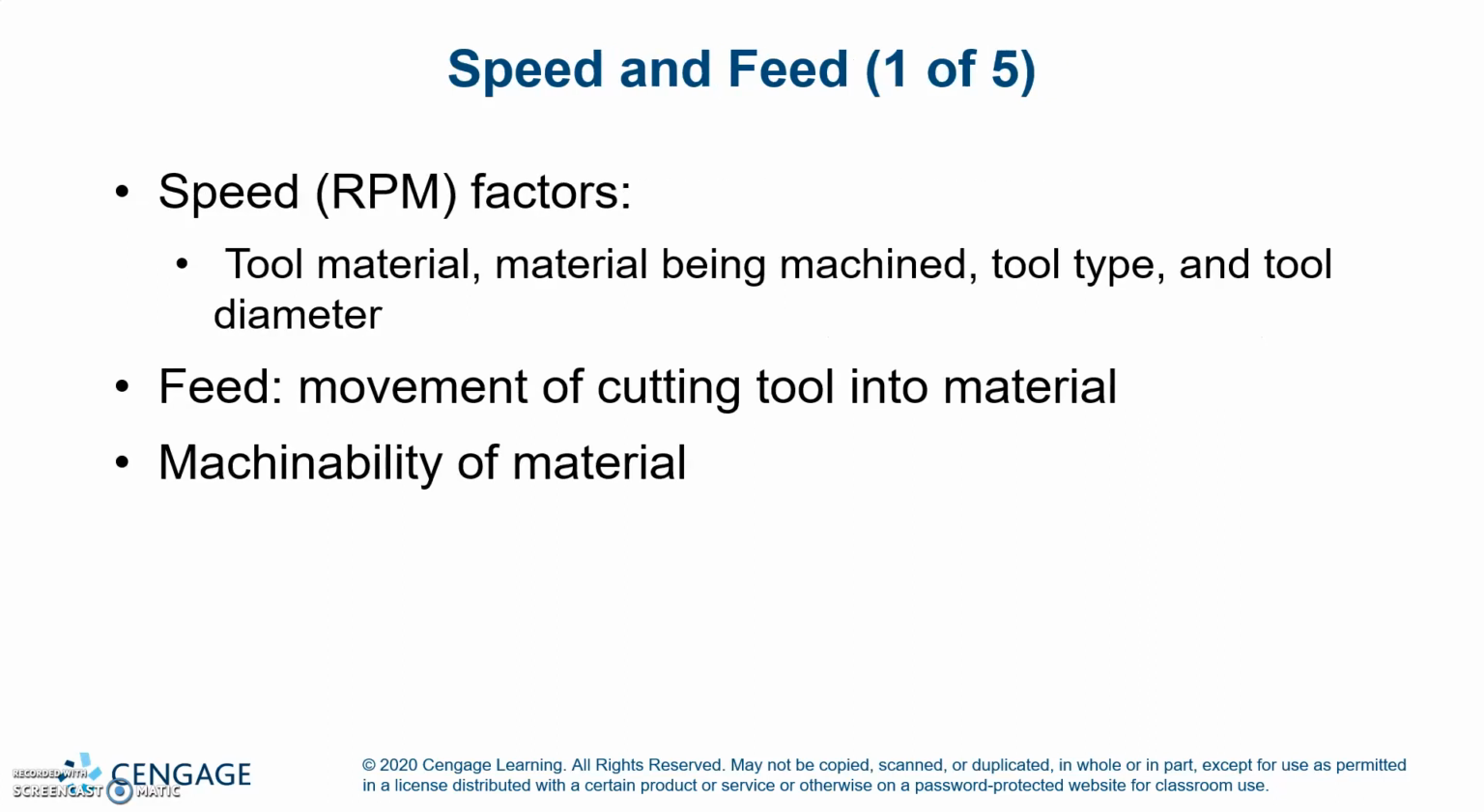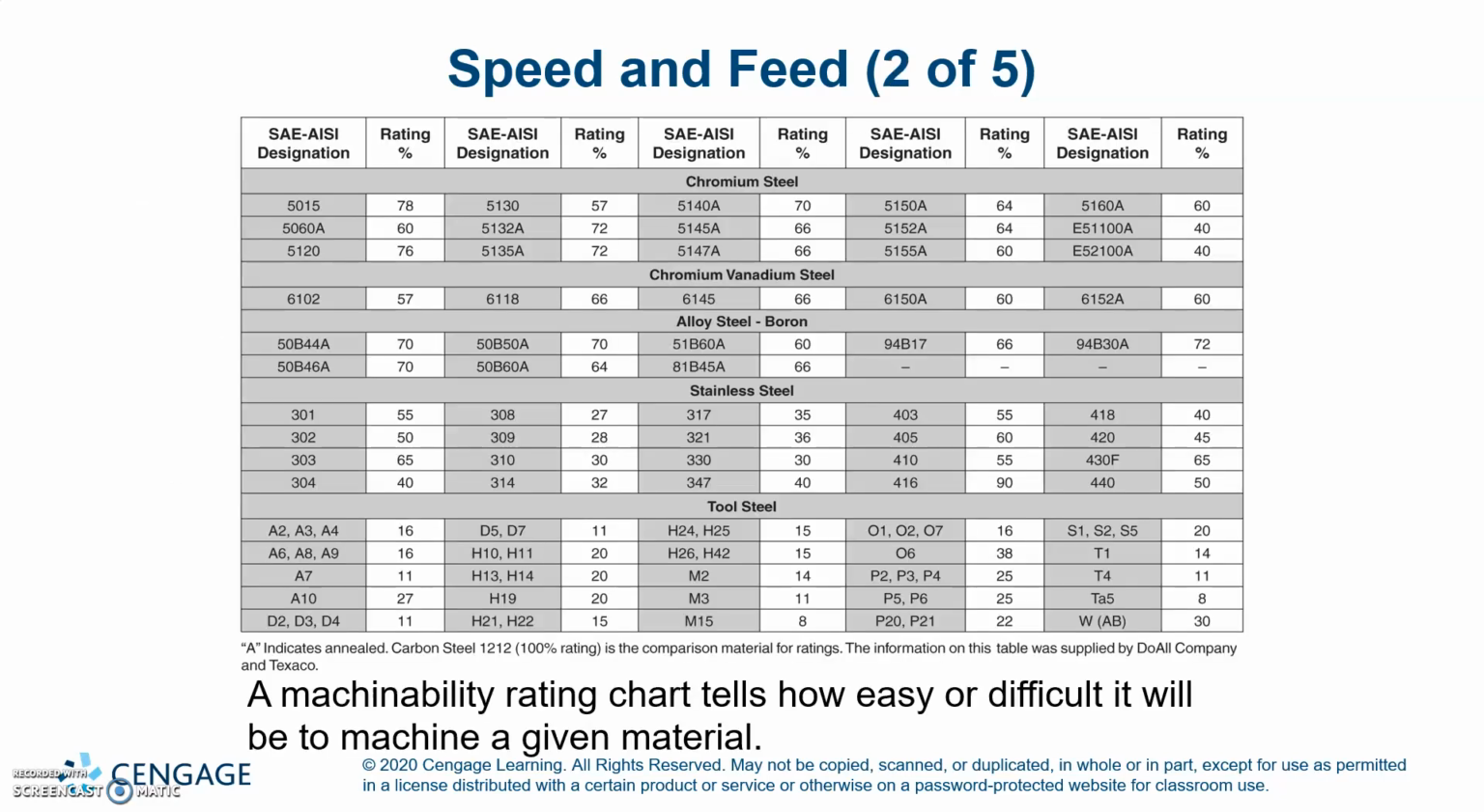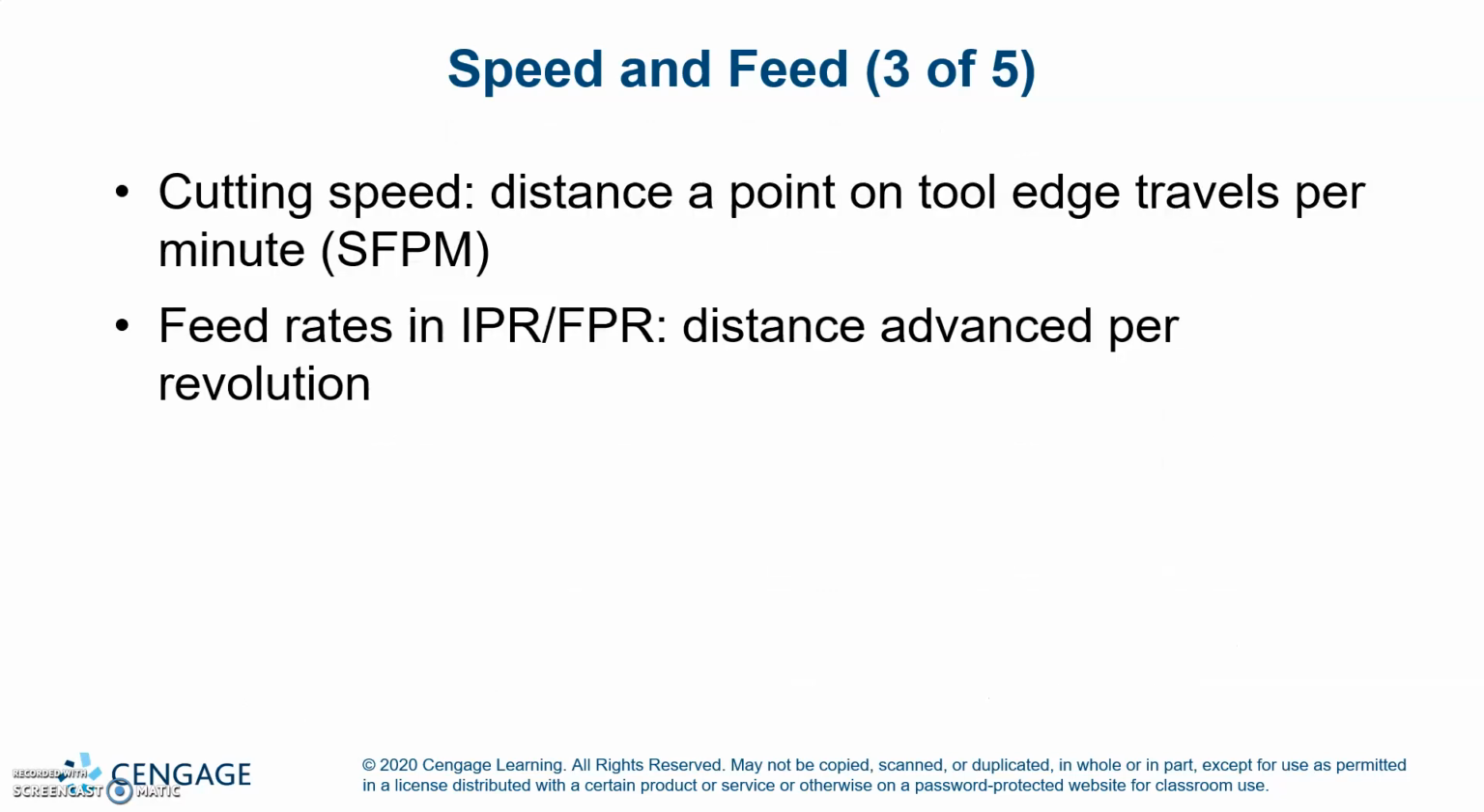Speeds and feeds. Speed, RPM factors: tool material, material being machined, tool type, and tool diameter. Feed: movement of cutting tool into material, and machinability of material. A machinability ratio chart tells how easy or difficult it is to machine a given material. Cutting speed: distance a point on tool edge travels per minute, and feed rate in inches per revolution or feet per revolution, distance advanced per revolution.